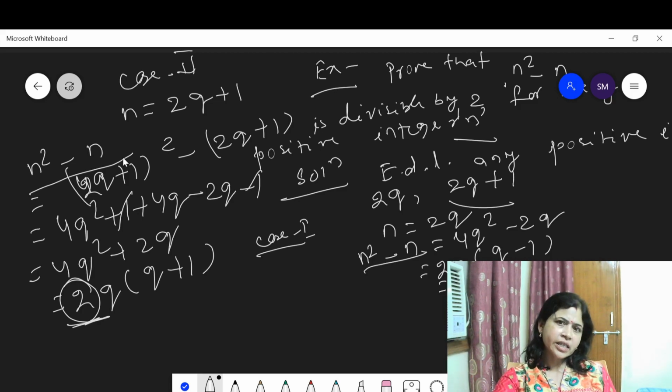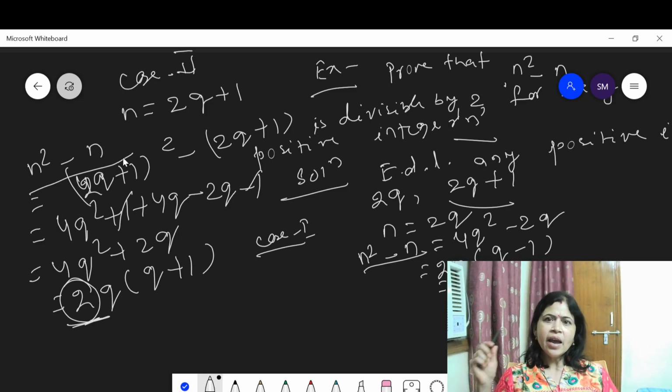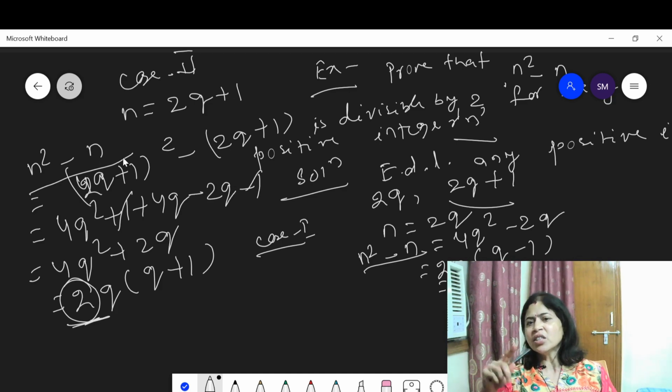In both these cases, students, look here. The question says prove that when n is any positive integer, then n square minus n is always an even number. Here two conditions can be taken: n either odd or even. When n is an odd number, then by Euclid division lemma, let n be in the form 2q plus 1.